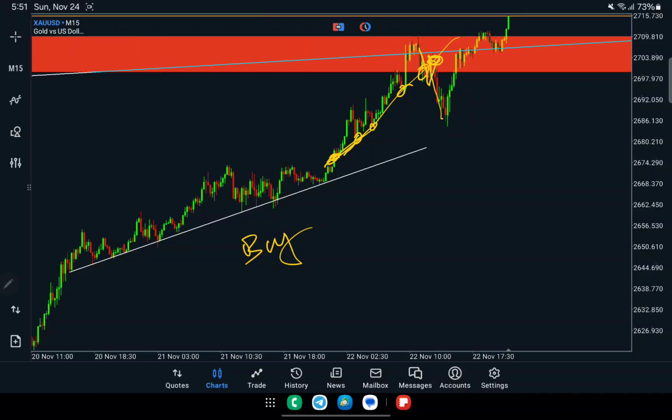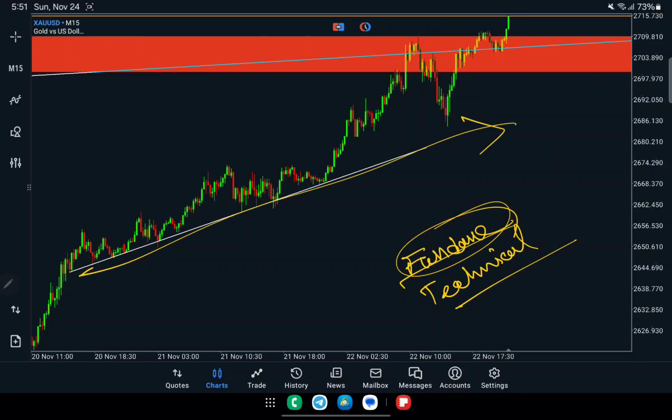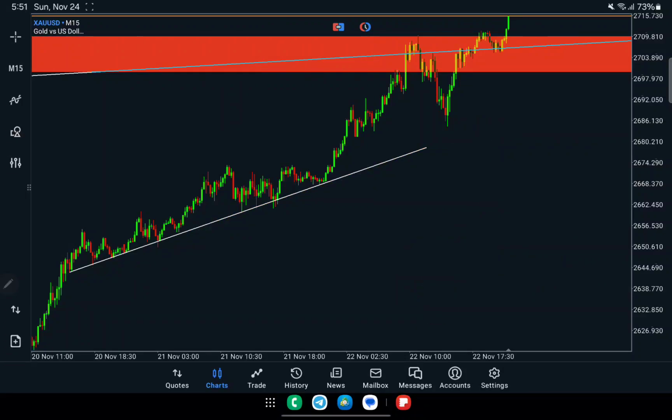So this is the procedure to take entry on the market. Firstly we have to follow fundamentals, then technicals. Firstly we have to follow the market direction, that means whether the market is on buy or sell. You have to decide that. Then you have to go for technical analysis, and go for candle confirmation to take a buy entry or sell entry. So this is how we are trading on the market.